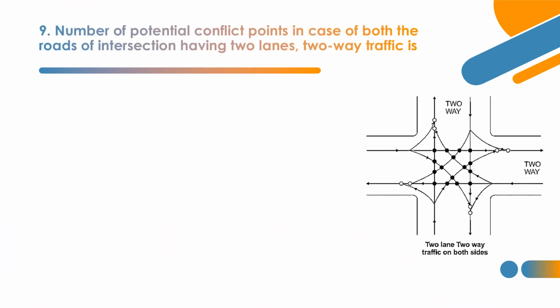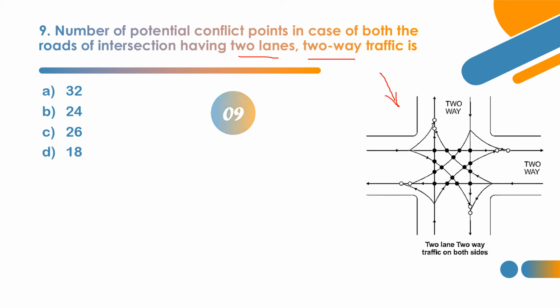The ninth question is based on conflict points. What is the number of potential conflict points in the case of an intersection where both roads have two lanes with two-way traffic? Among the four options, what is the correct option? Just refer to this diagram, count the number of dots and get the answer. The options are 32, 24, 26, 18. So the correct number of potential conflict points is 24 in this case. Now let's see other cases.